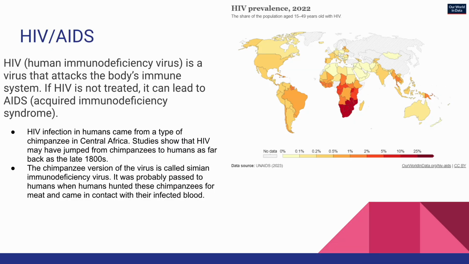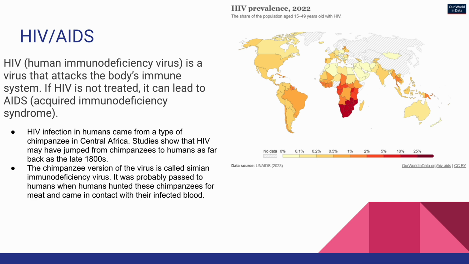HIV and AIDS. HIV stands for the human immunodeficiency virus. It's a virus that attacks the body's immune system. If HIV is not treated, it can lead to AIDS, which is acquired immunodeficiency syndrome. Now, there's a lot of medicine today. It does not cure HIV, but it does stall it from turning into AIDS.